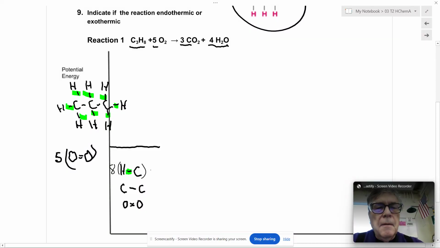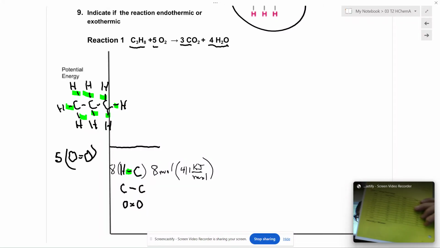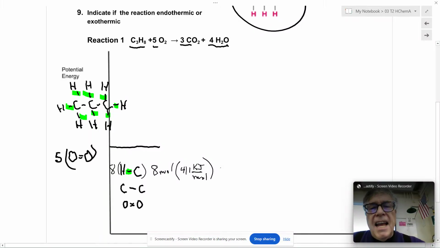And we're going to go 8 moles of this times hydrogen-carbon single bond. You guys correct me if I make a mistake. That's 411 kilojoules per mole. And for those of you watching in the comfort of your home, that's from this table on the inside front cover. Okay, so 8 times 411.